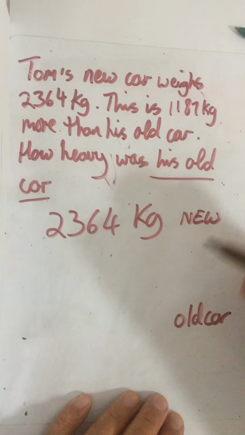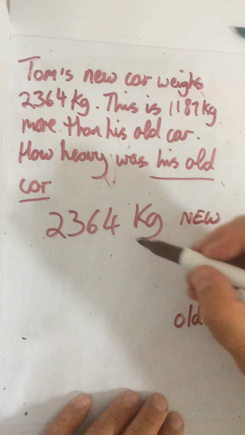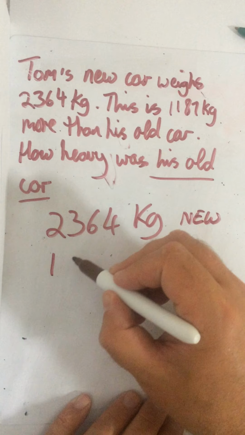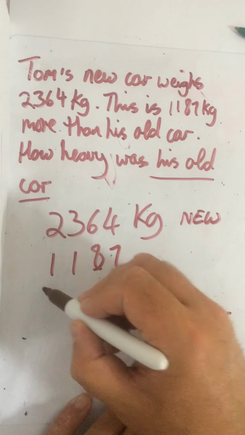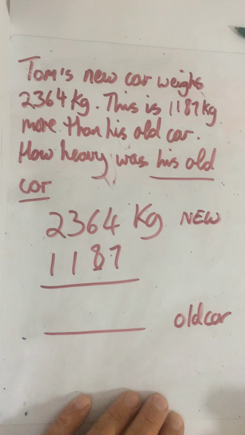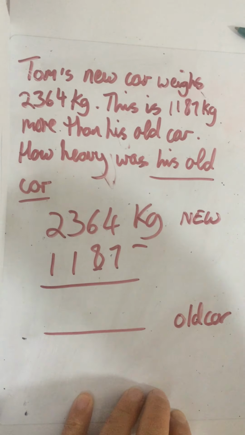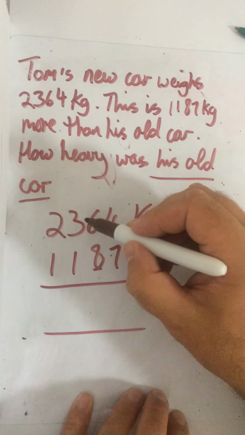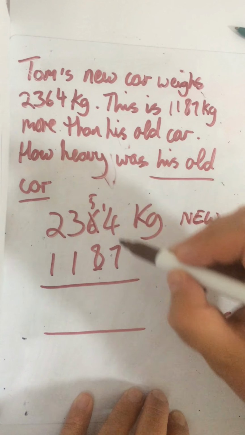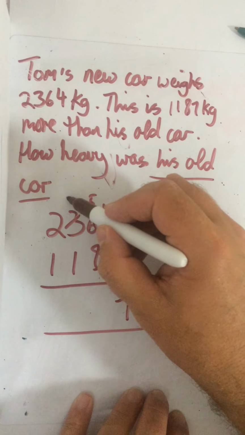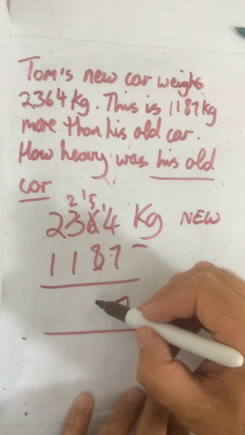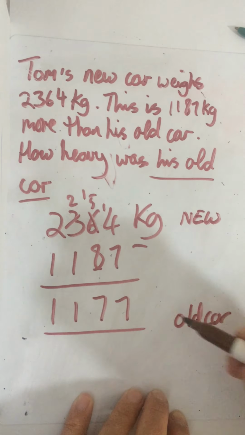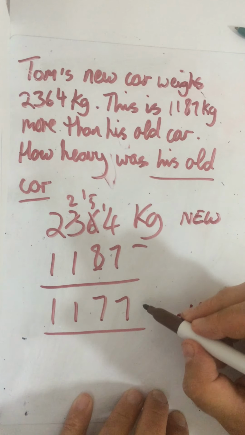Okay, so therefore it's going to be his new car, take away the difference between his old and new car, will give us his old car. So this one is the subtraction. 4 take away 6, we can't do that, so we're going to borrow there. 5 take away, can't do that, we're going to borrow there. 15 take away 7, 2 take away 1, 1, 2, yep. So that is how much his old car would be.